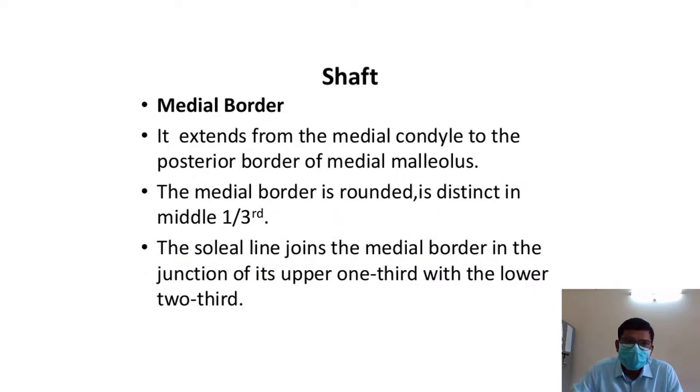Coming to the medial border, it extends from the medial condyle to the posterior border of the medial malleolus, and this medial border is more prominent in the middle 1/3 of the shaft of the tibia. Along this medial border, the soleal line joins the medial border at the junction of its upper 1/3 with the lower 1/3 of the shaft of the tibia.